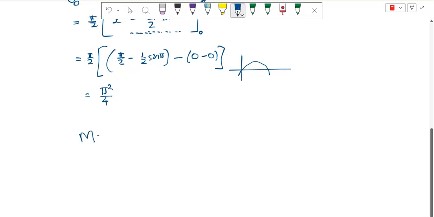So I think I gave 1 mark for each of v and m, and then 1 for putting it together. But I can't remember, so please don't come at me if I've done something different from that.